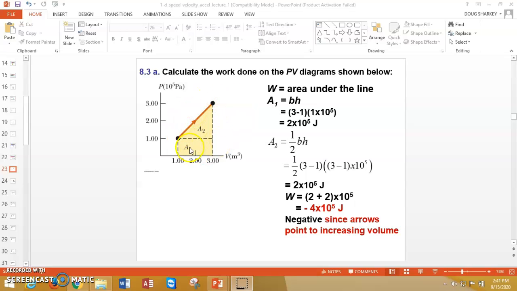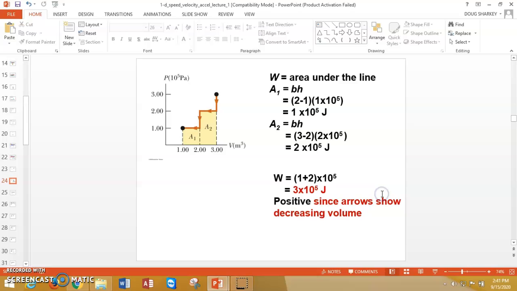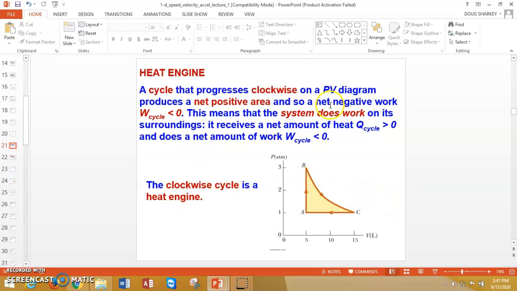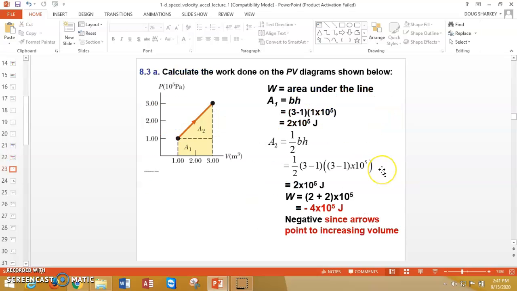This would be a clockwise cycle. We're going from left to right. So we'll have a negative work, right? As we said, clockwise will give us negative work.